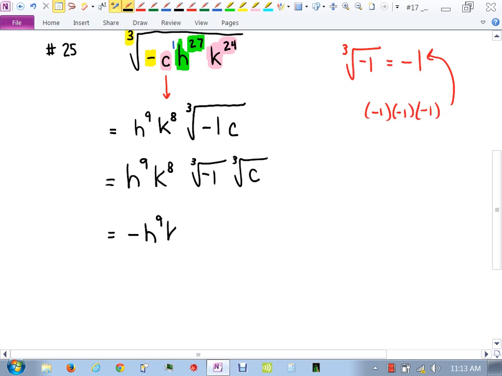H to the 9th, k to the 8th. And what's still underneath the cube root is a c. I couldn't do anything to that. And that's our answer.